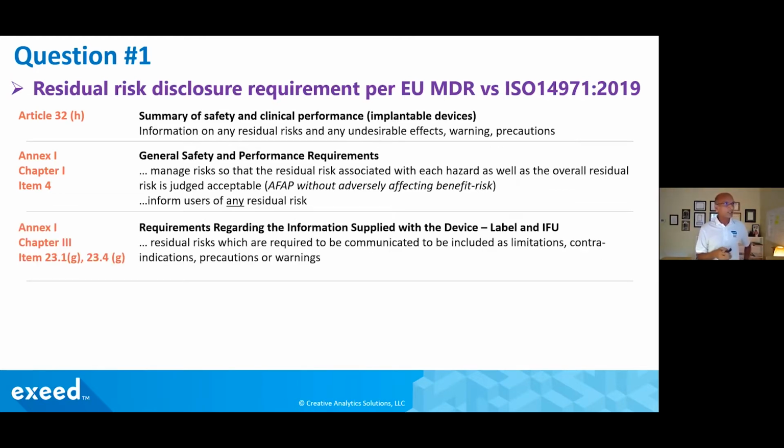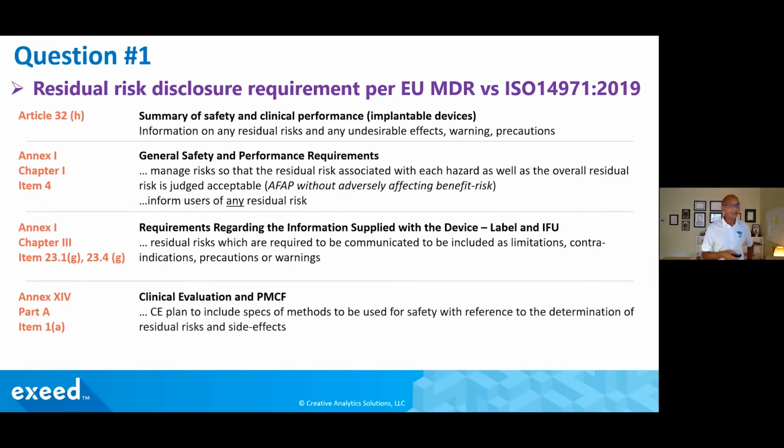Requirements regarding the information supplied with the device, label and IFU. So residual risks which are required to be communicated. Now, which are required? So you ask the question, which one is required? Any means all or some? We don't know. So there is some room for discussion here and confusion. Residual risks which are required to be communicated to be included as limitations, contraindications, precautions, or warnings.